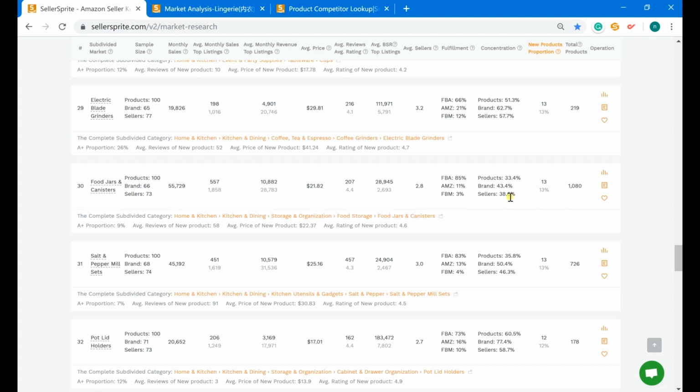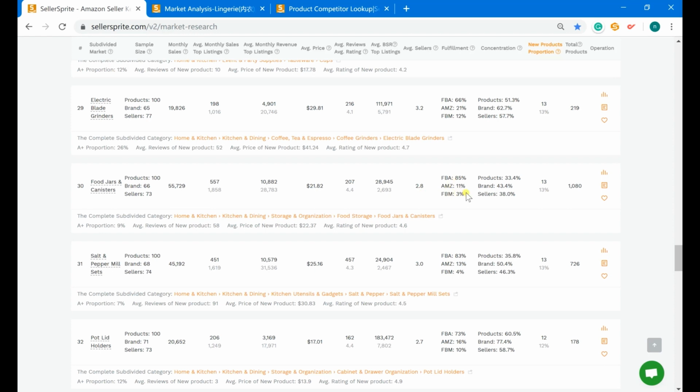The average price is what small and medium sellers would prefer. The average number of reviews is 207 only, indicating that I do not need to accumulate a large number of reviews to compete when I enter this market at an early stage. The average rating is higher than 4 stars, indicating a low risk and cost for after-sales and returns. Average sellers for each product is 2.8. The products sold by Amazon account for 11% of the total products.